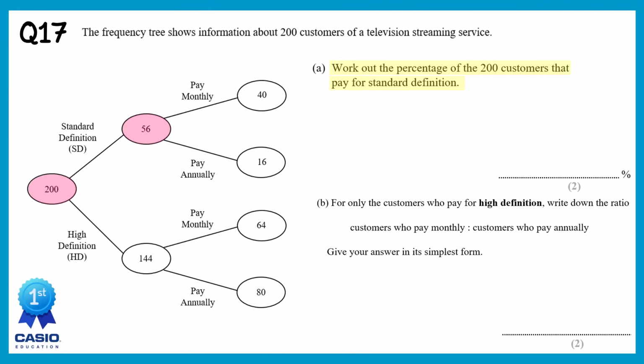So the fraction that paid for standard definition is 56 out of 200. To convert this to a percentage, you just multiply it by 100. You can type this into your calculator and you'll get 28%.